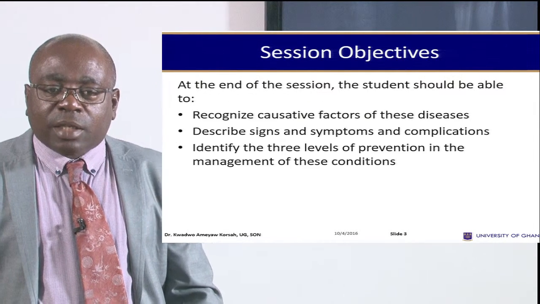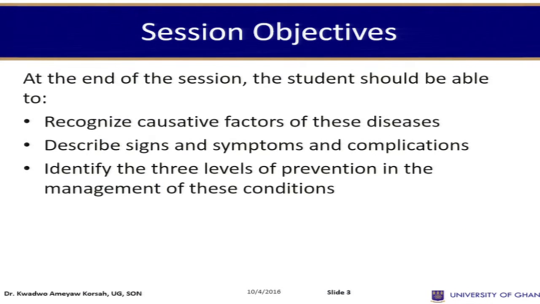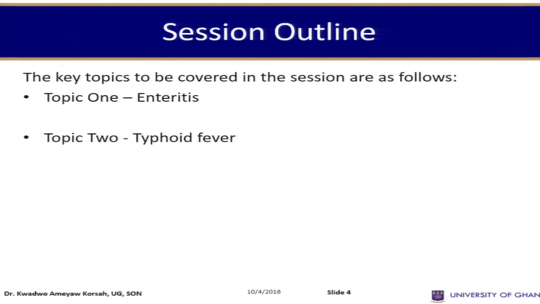And so at the end, the student should be able to recognize the causative factors of the diseases, describe signs and symptoms and complications, and identify 3 levels of prevention in the management of these conditions. So we look at enteritis and then typhoid fever. Among these two, we look at typhoid, which is very common.